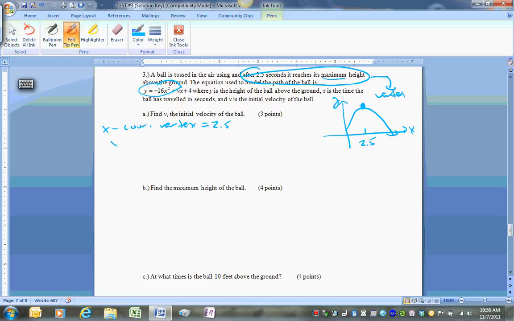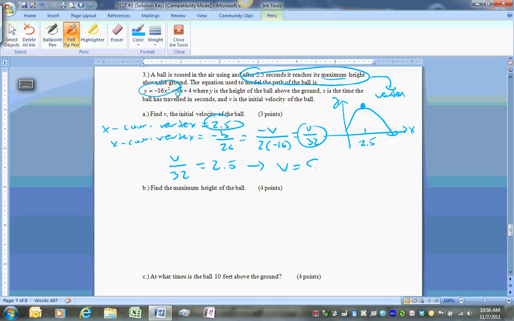We also know the x-coordinate of the vertex is negative b over 2a. Looking at the equation, we don't know what b is, but notice how v is in b's position. So negative v, and a is negative 16, right? So that's v over 32. So we just connect these two together, and we got our velocity. Really not too bad. So v equals 80. So now your equation is this, for part B.